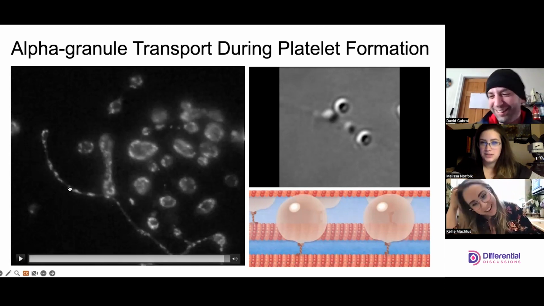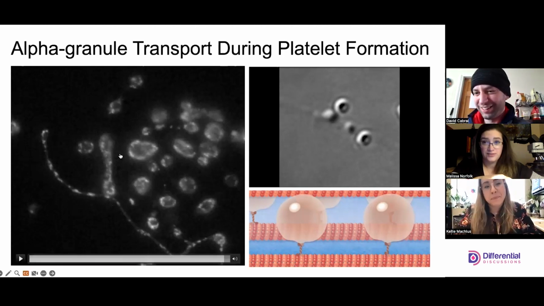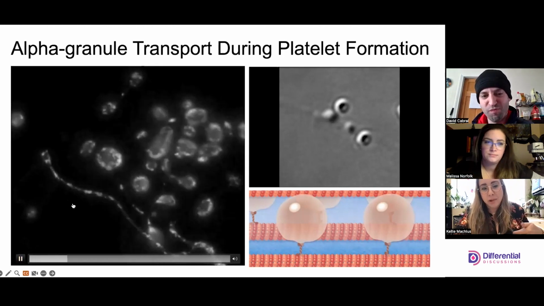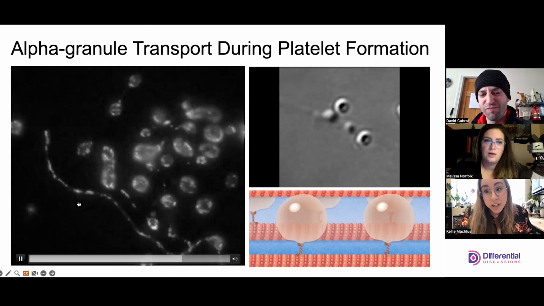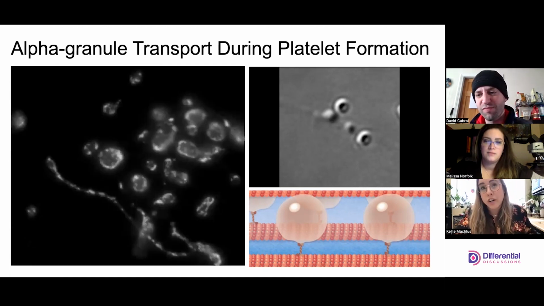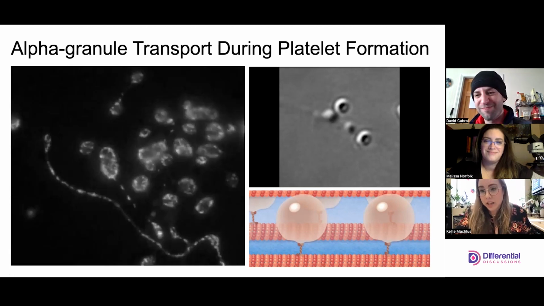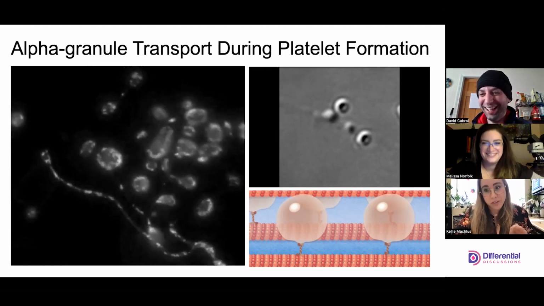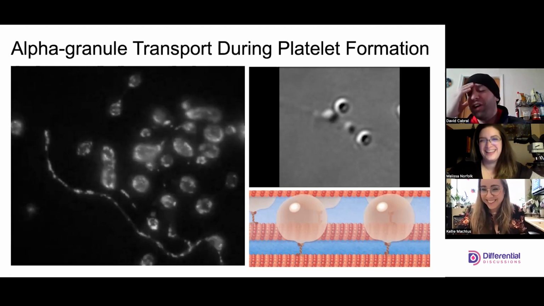And sorry, you said these are alpha granules, right? These are alpha granules because we label content that we know goes into alpha granules. Dense granules we know less about, and it's very hard to label dense granules because it's ATP, we don't have good markers for that. We know very little about dense granules. They're like the black hole of, refresh my memory, Melissa.